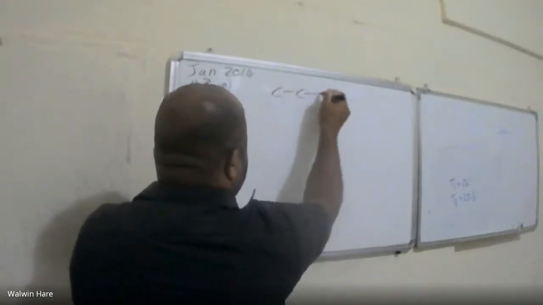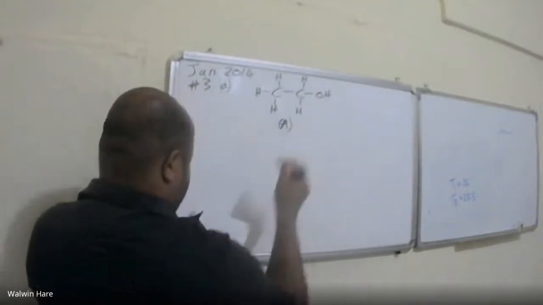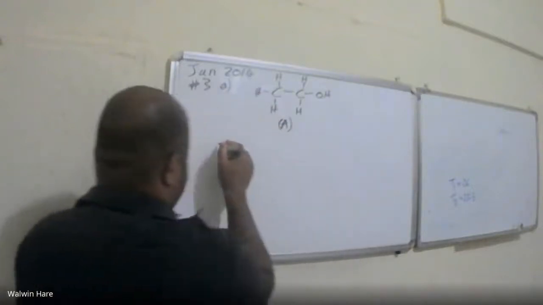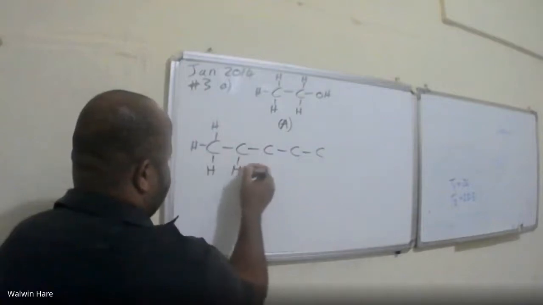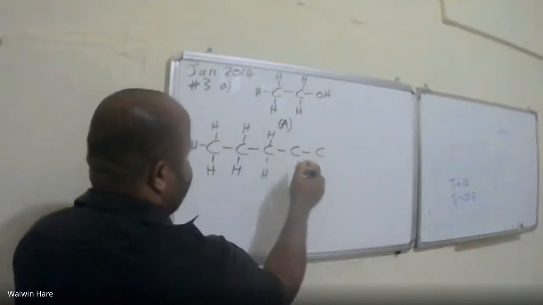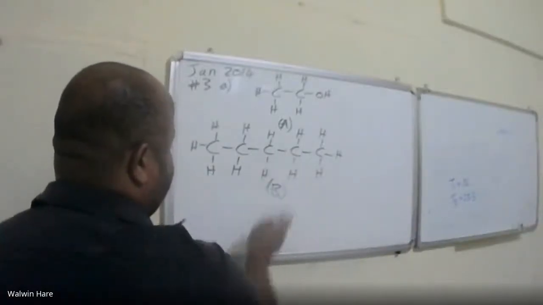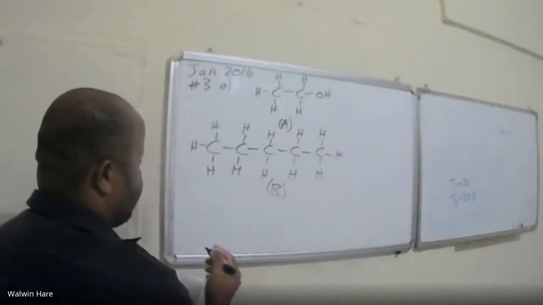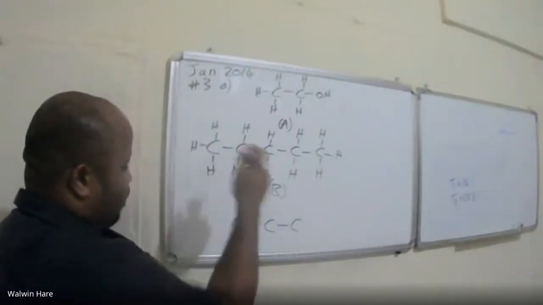Compound A, compound B. Who can tell me the homologous series for compound A in the meantime? Alcohol. That is correct. And what is the functional group for the alcohol? OH. Right. And what's the homologous series for compound B? Alkane, that is correct. And the functional group? Single bond, carbon to carbon. So you must say carbon to carbon, single bond.